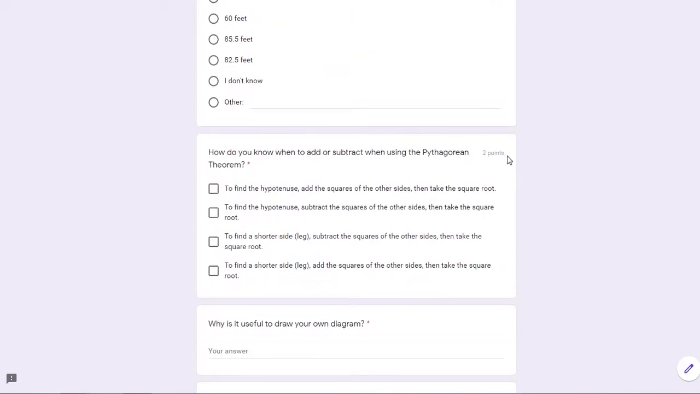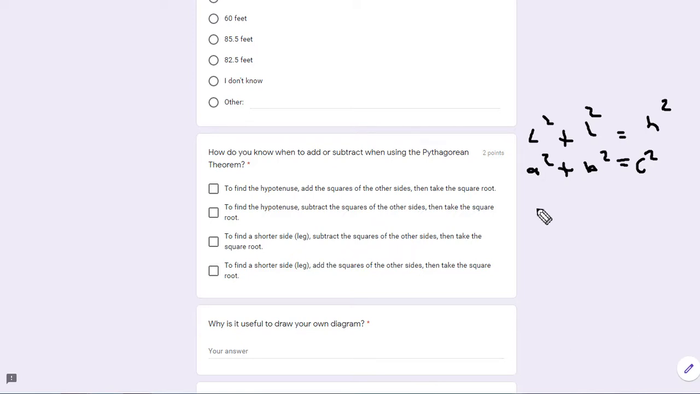How do you know when to add or subtract when using the Pythagorean theorem? Okay, so again, going back, when we're adding, we know that we're going to have our a squared, which is a leg, plus our b squared, which is a leg, and it's going to equal c squared, when we're trying to find our hypotenuse. So when we have two legs, we square both of those, and it will equal the hypotenuse squared. So if we have both legs, we add, and we get the hypotenuse.